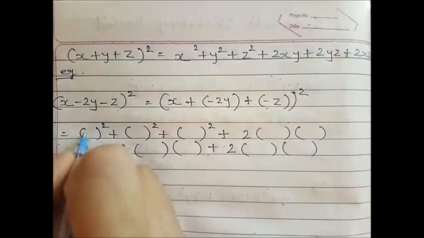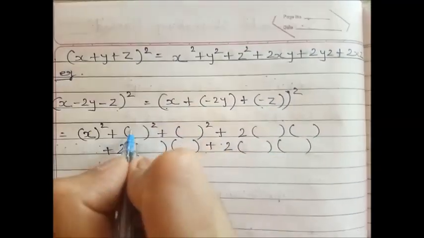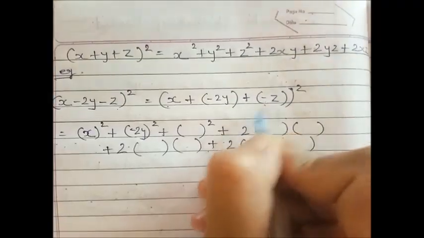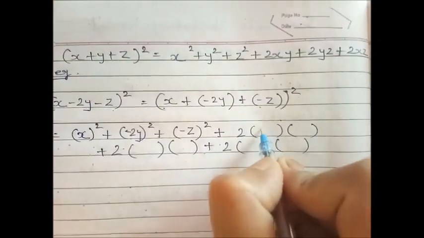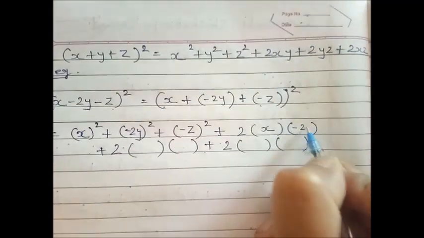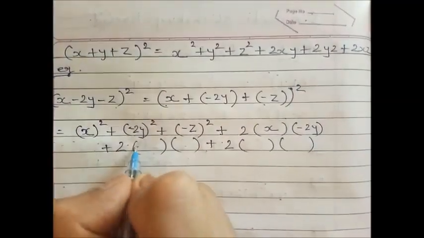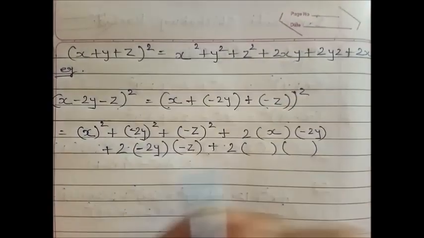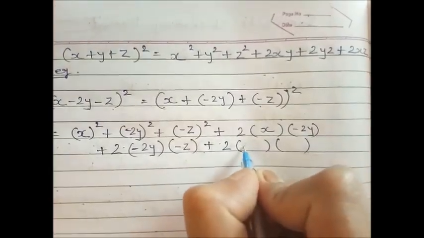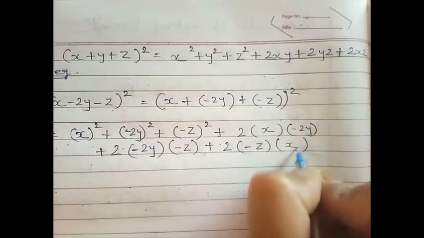What is the first term? x. What is the second term? Minus 2y. What is the third term? Minus z. Now here first and second term, that is x into minus 2y, then second and third, that is minus 2y and minus z, then third and first, that is minus z into x.